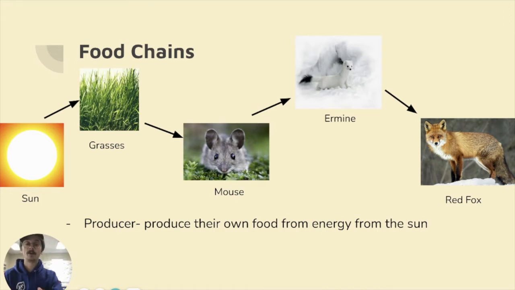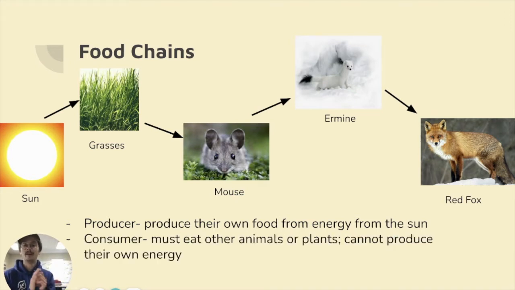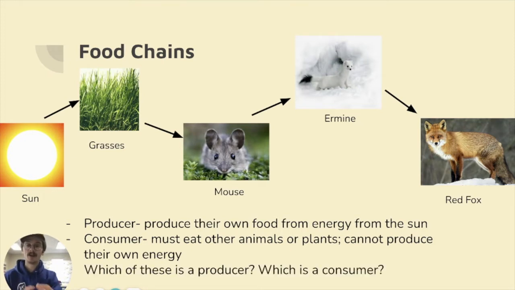And if an organism is not a producer, it must be a consumer. And those must eat other animals or plants and cannot produce their own energy. So from these two, I'm going to ask you all, which of these is the producer and which is the consumer? Give you a second to answer that.